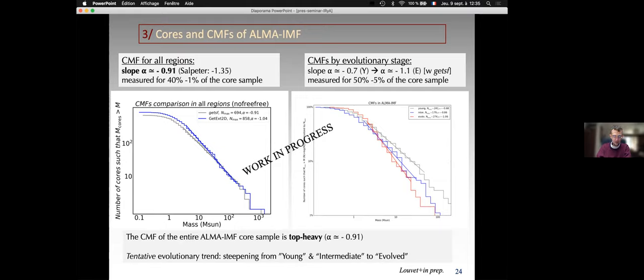If we draw the CMF for each subregion, so young, intermediate, and evolved, you have some clues of a distribution closer to Salpeter for the more evolved region. But take this with caution, as this is a work in progress.